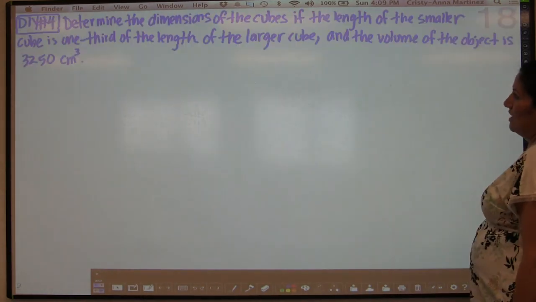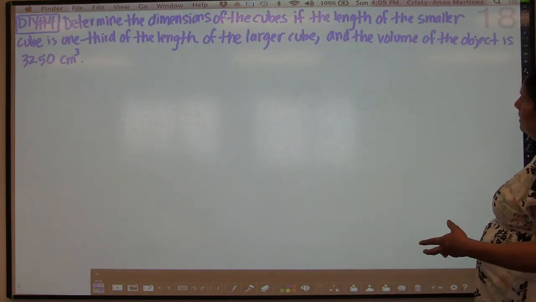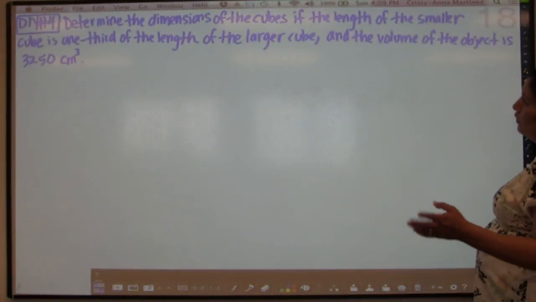And now we're going to have you do this example. It's the same idea, only now it's telling us that the cube is 1/3 of the length. So just a hint to you, if you make the smaller one x, then the larger one will be 3 times x. And then it'll be very similar to what we just did.